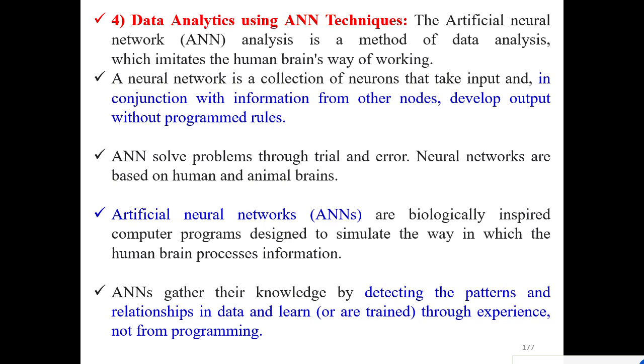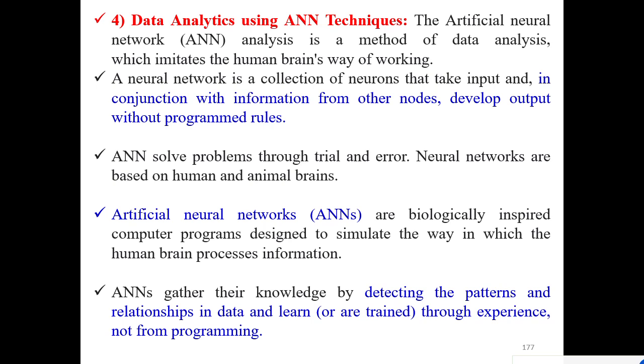Then it is a collection of neurons that take input and, in conjunction with information from other nodes, develop output without programmed rules. That is called an artificial neural network. It works on a trial and error basis. We are using the ANN method. Neural networks are based on human and animal brains. ANNs are biologically inspired computer programs designed to simulate the way in which the human brain processes information.